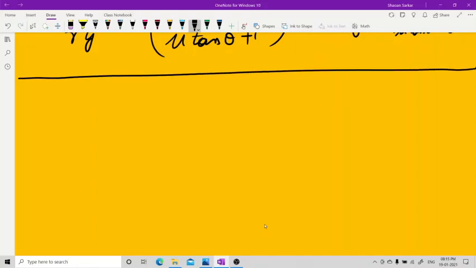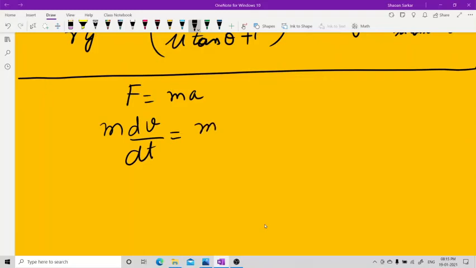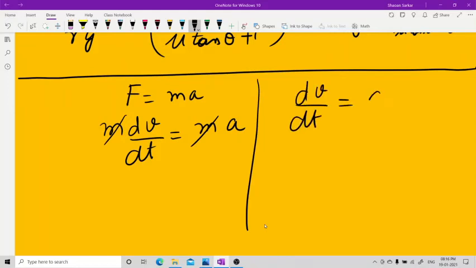See, the first is, we know F is equal to ma. Forget about the vectors. So this is m dv/dt. m dv/dt is equal to ma. You can cancel m, so what we get is dv/dt is equal to a. Now dv is equal to a dt. I'm no more going to explain why this is.